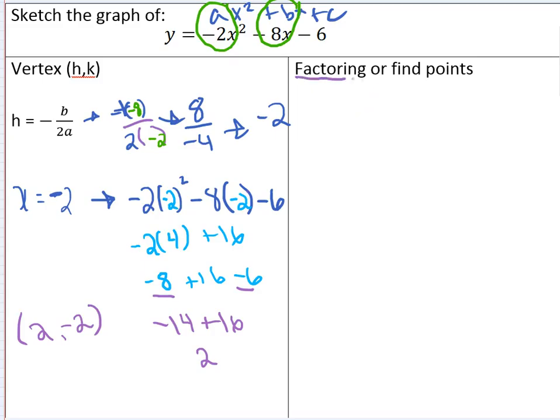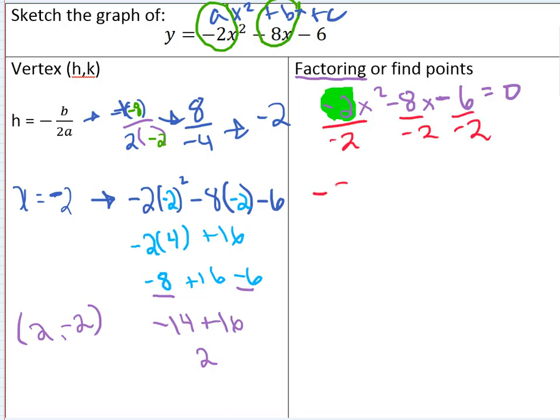Now we're going to factor to find our roots. So we take negative 2x squared minus 8x minus 6, and we're going to equal it to 0. Let me fix that. So, a couple things. This tells me that I cannot do regular factoring until I get rid of it. Okay, so that means I got to factor that out. So we're going to divide everything by negative 2.